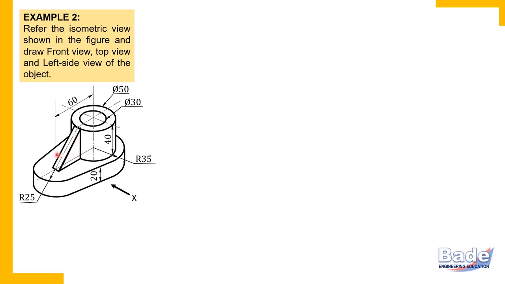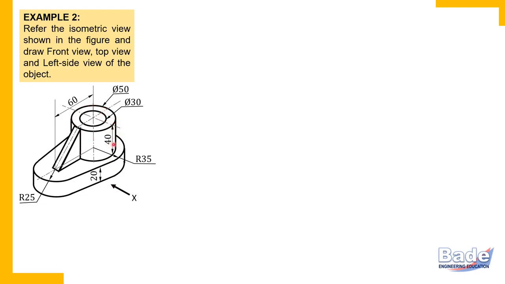So this rib has thickness, but the thickness of this rib, this triangular plate, is not given. In that case, we should assume certain thickness. We should guess the thickness with reference to the other dimensions. Now watch here, the thickness of this horizontal base plate is 20 millimeters. I think that this thickness is nearly half of 20. So we'll take this thickness as 10 millimeters while drawing the diagram. Okay.